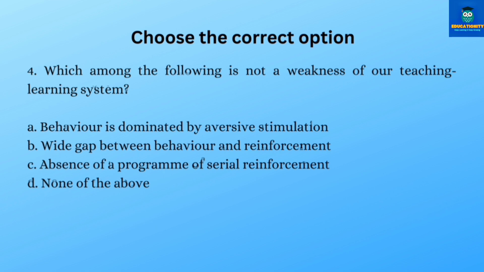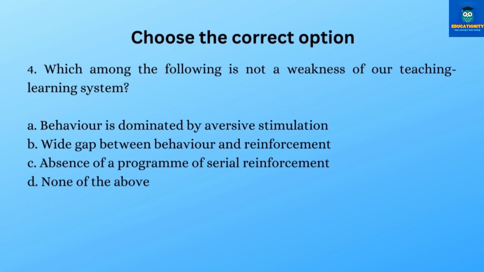Question number 4. Which among the following is not a weakness of our teaching learning system? A. Behavior is dominated by aversive stimulation. B. Wide gap between behavior and reinforcement. C. Absence of a program of serial reinforcement. Or D. None of the above. And the correct answer is D. None of the above.